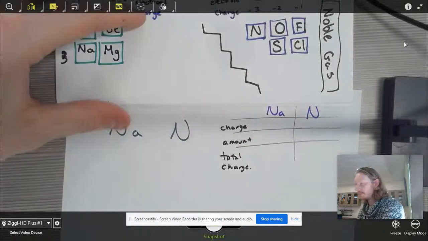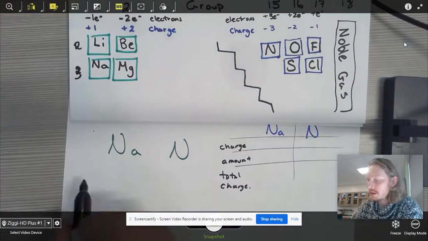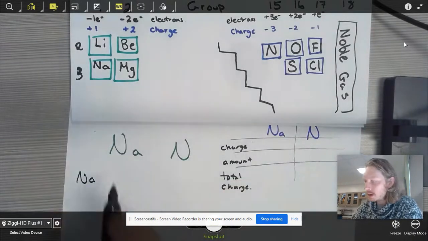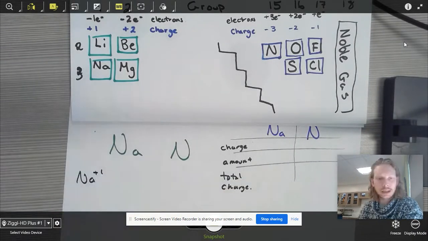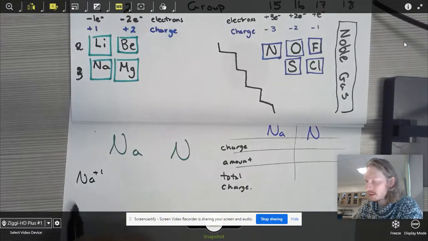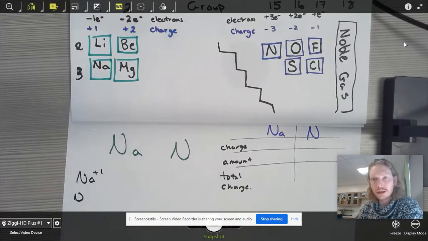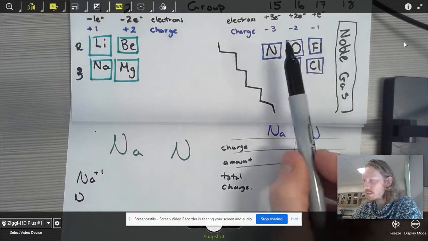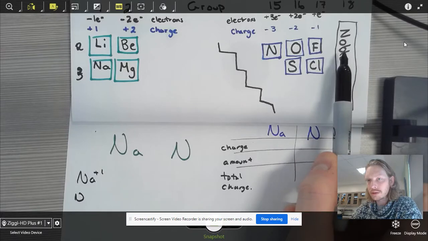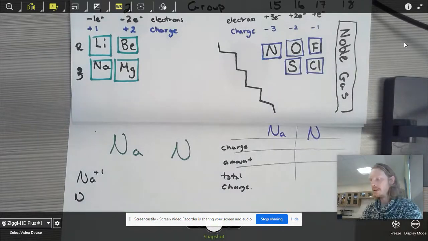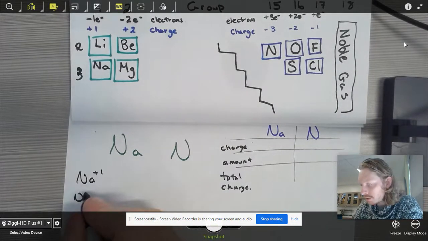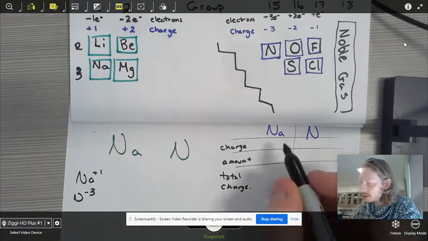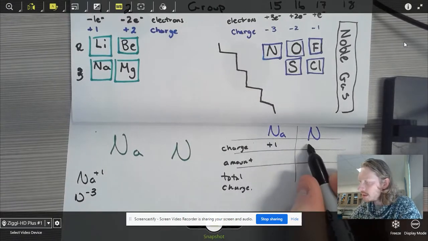So sodium. Sodium we should be familiar with. In group 1, it needs to lose 1 electron. It's going to gain 1 charge. Nitrogen now is 3 away from the noble gases, so it needs to gain 1, 2, 3 electrons to become stable and fill up its valence shell. So it's actually going to become 3 negative. So our charges are +1, -3.